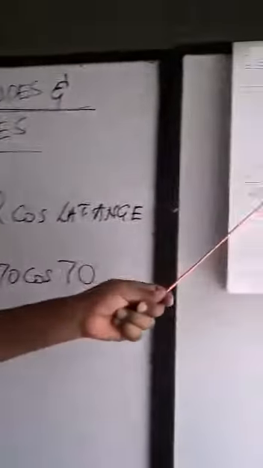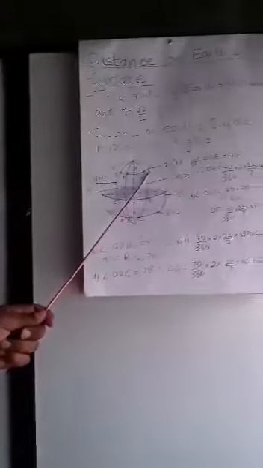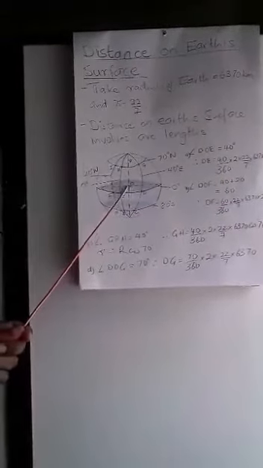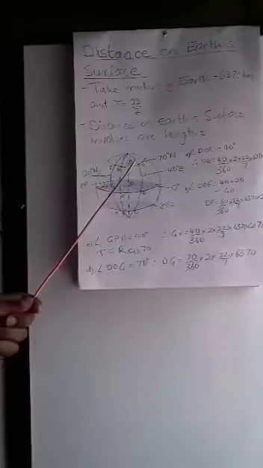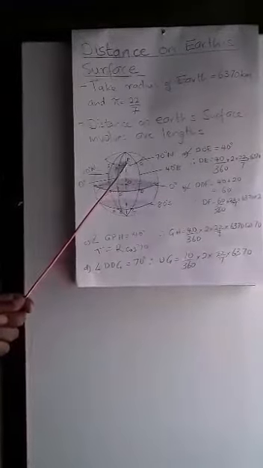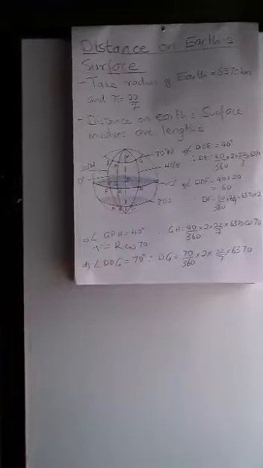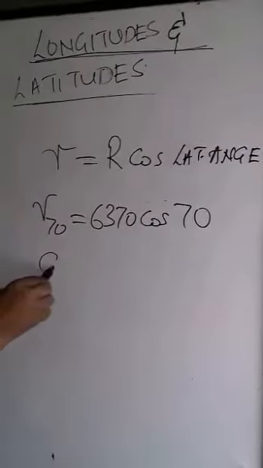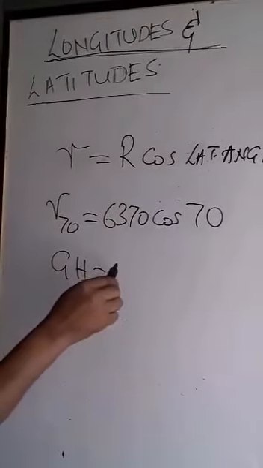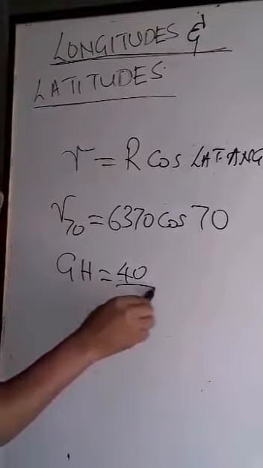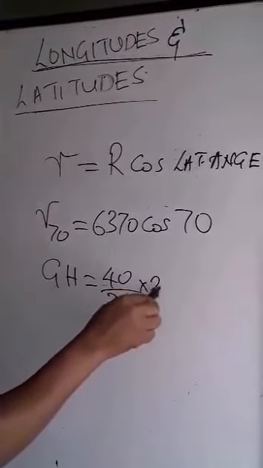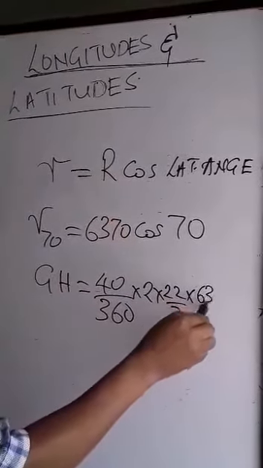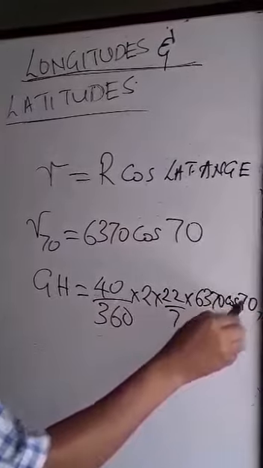So going back to the diagram, GH subtends an angle the same as the one that was here, because this is 40 and this is 0. So this angle here is 40 degrees. So GH subtends an angle 40. And therefore, arc length GH will be the angle it subtends, which is 40 over 360 times 2 times 22 over 7 times its radius, which is 6370 cos 70.